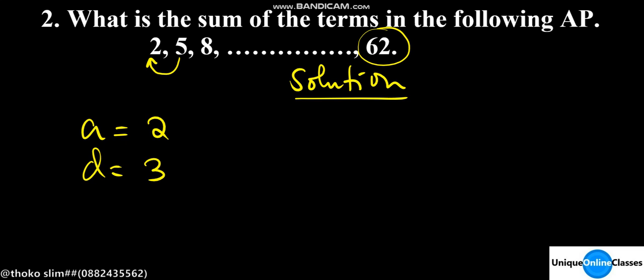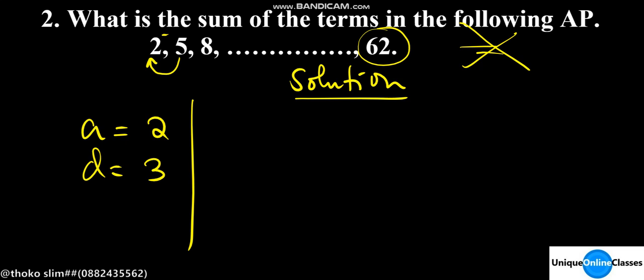But we need to know how many terms there are from 2 to 62. It's tricky. You cannot just add 2, 5, 8 up to 62 and get the answer. That would be wrong. We need to know how many terms are in this sequence from 2 to 62. So the first thing we need to do is find the number of terms, not the sum of the terms.